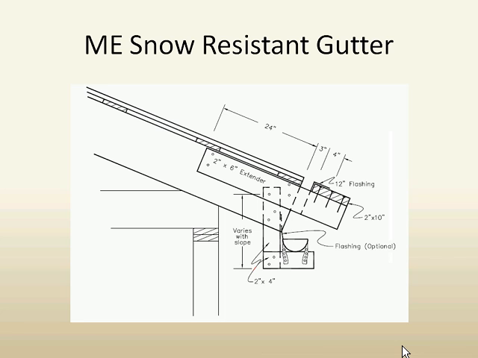Maine has what they call a snow-resistant gutter, basically a slot that they created at the end of their roof that allows rain to go down and hit their gutter, but snow will slide off. So I found that interesting and thought I would add that here.